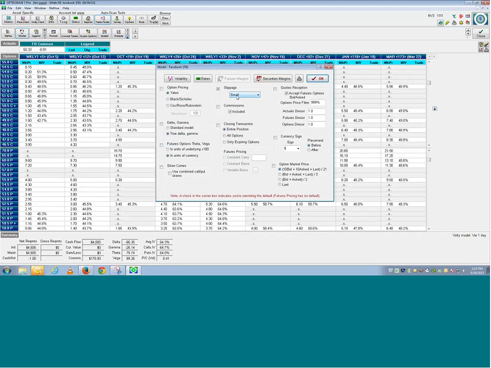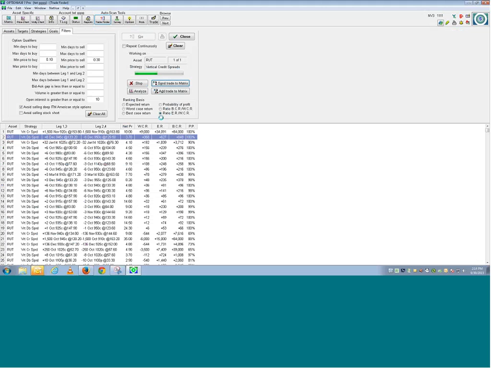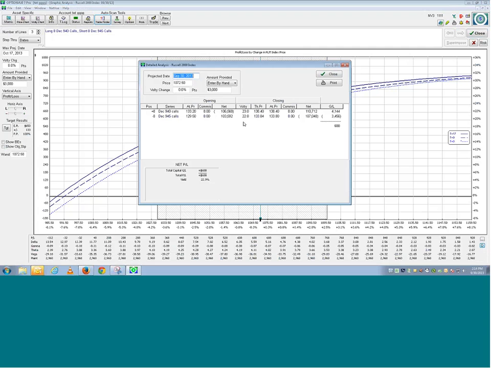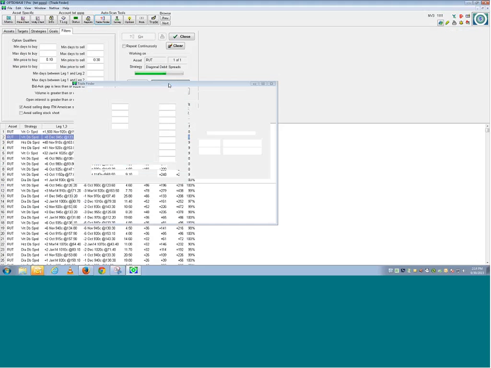I bet I don't have slippage. Slippage is set on small. Why is it teeing off on that? It's perceiving a bit of an edge. The 945s, it's perceiving an edge on these 945s.